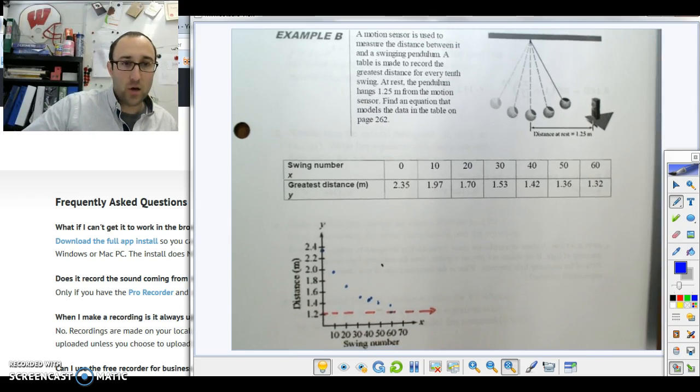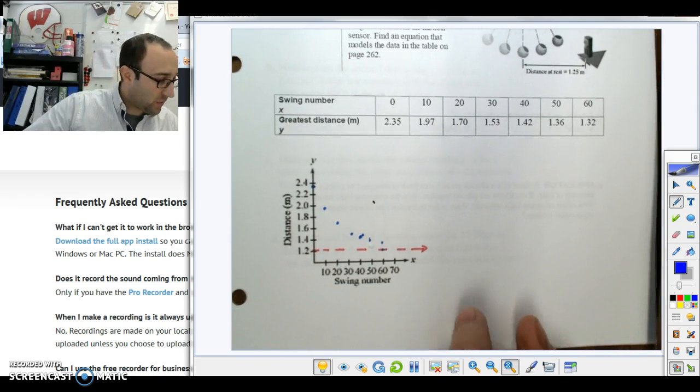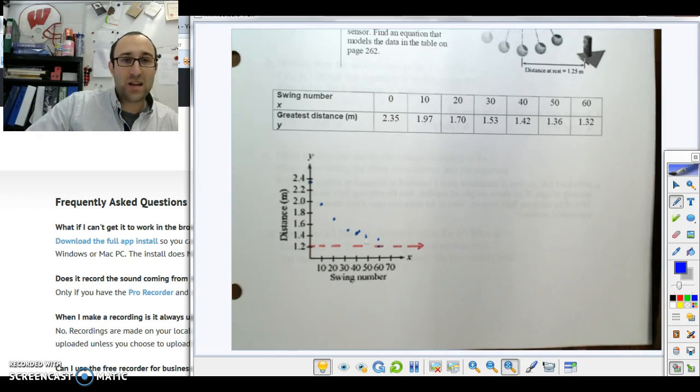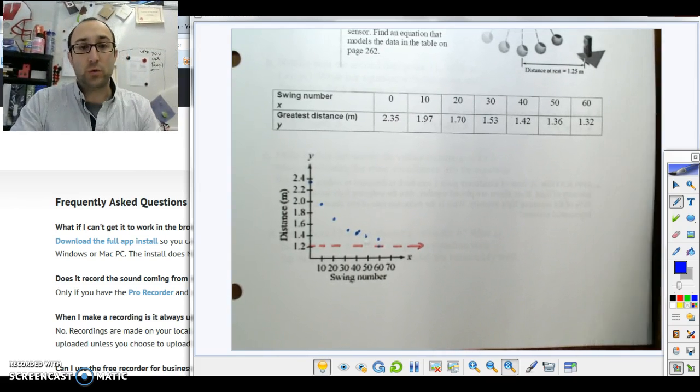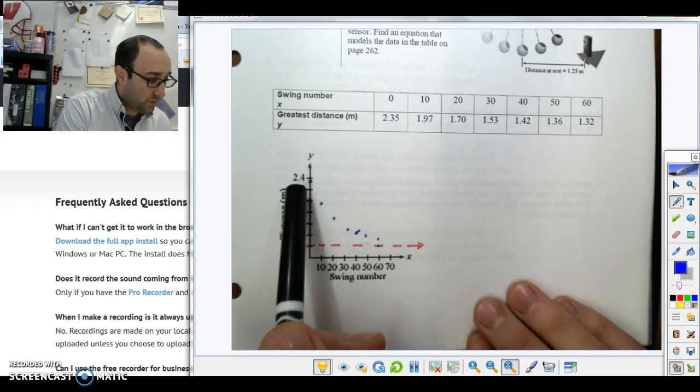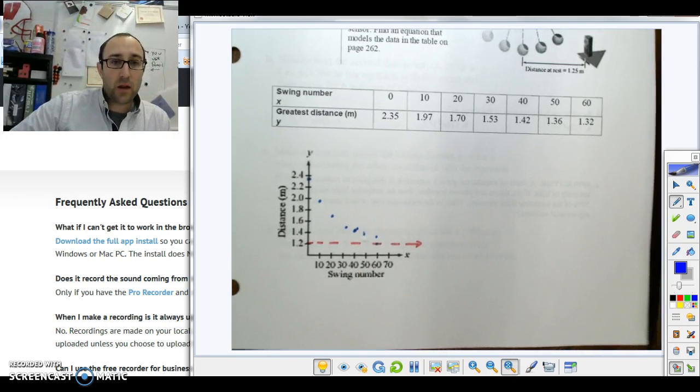So the first thing that I did was I graphed it. Now when you look at this graph, you'll see it's not linear. So we're not going to use a line. What we're going to use is exponential decay.